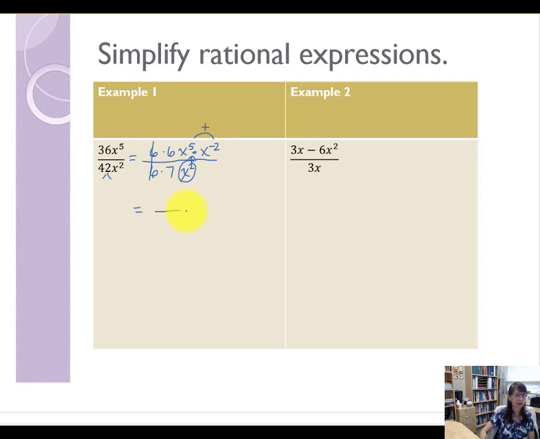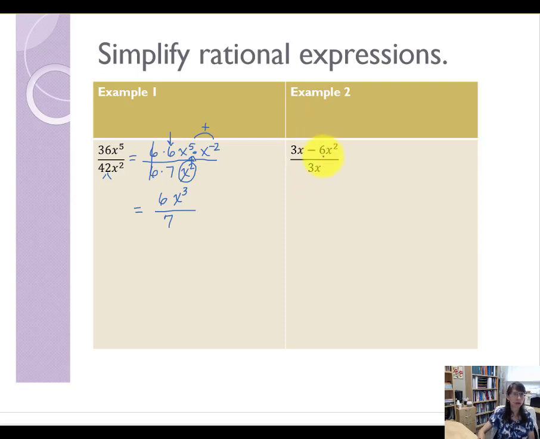So I end up having 6 as a coefficient in the numerator. X to the 5 plus negative 2 means x cubed. And in the denominator, all we have remaining is a coefficient of 7. So our final answer is 6x cubed divided by 7.